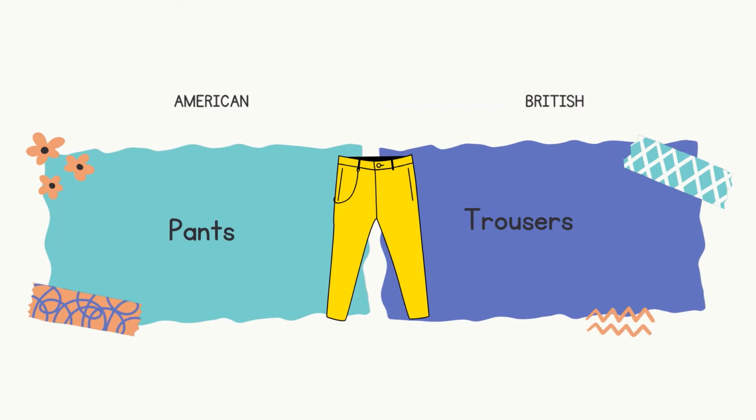Okay, so the first vocabulary difference is of the clothing piece you wear on your legs after your shower. In America, that piece of clothing, which you can see on the screen right now, is known as pants, and in British English, it is known as trousers. Talking about India, I think we use both frequently, depending on the appearance of the piece of clothing.